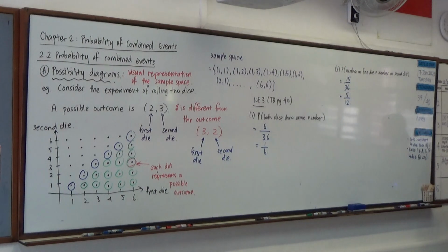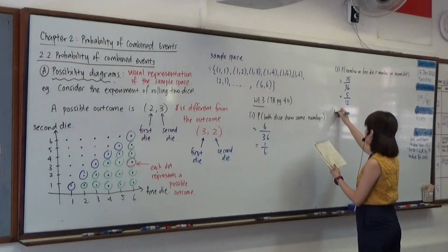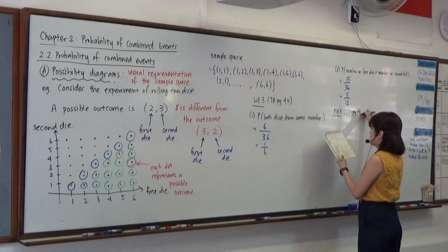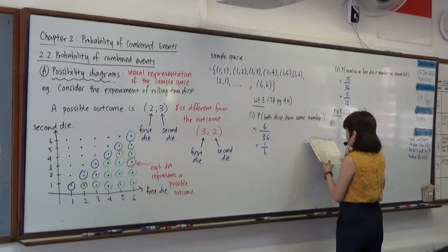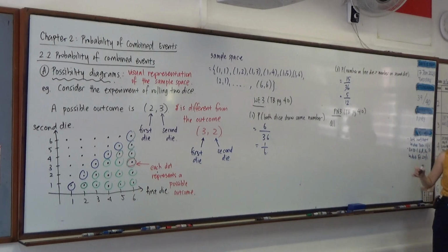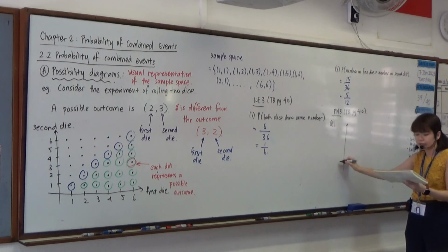Questions so far? Alright? If no questions, I want you to do Practice 3, textbook page 40, question 1. Okay, I want you to give it a try. Draw your own possibility diagram. Take note that it is a tetrahedral die and a 6-sided die.